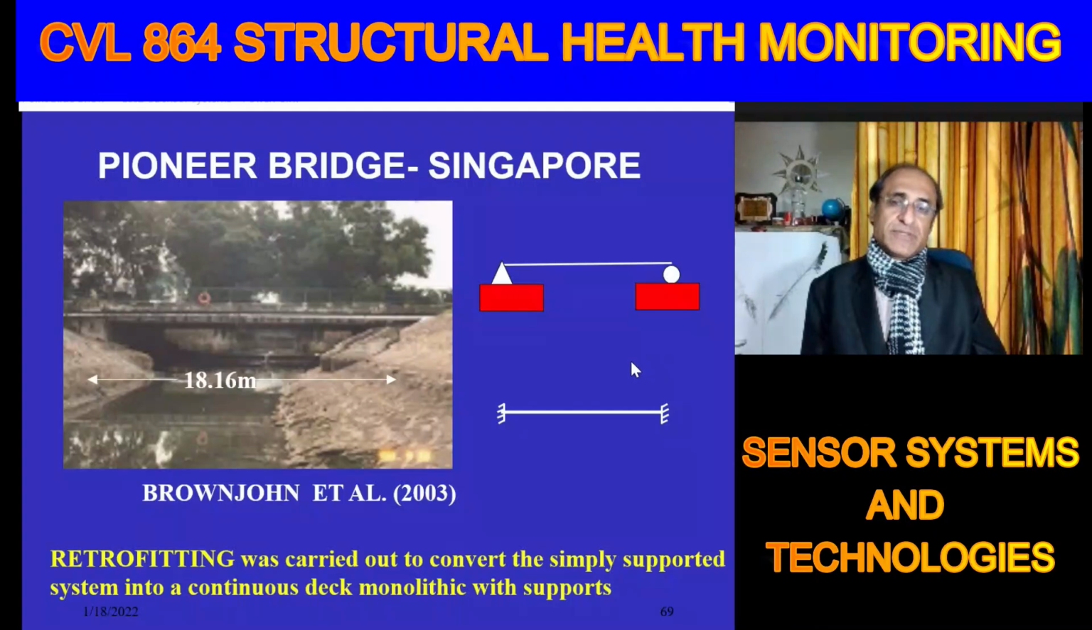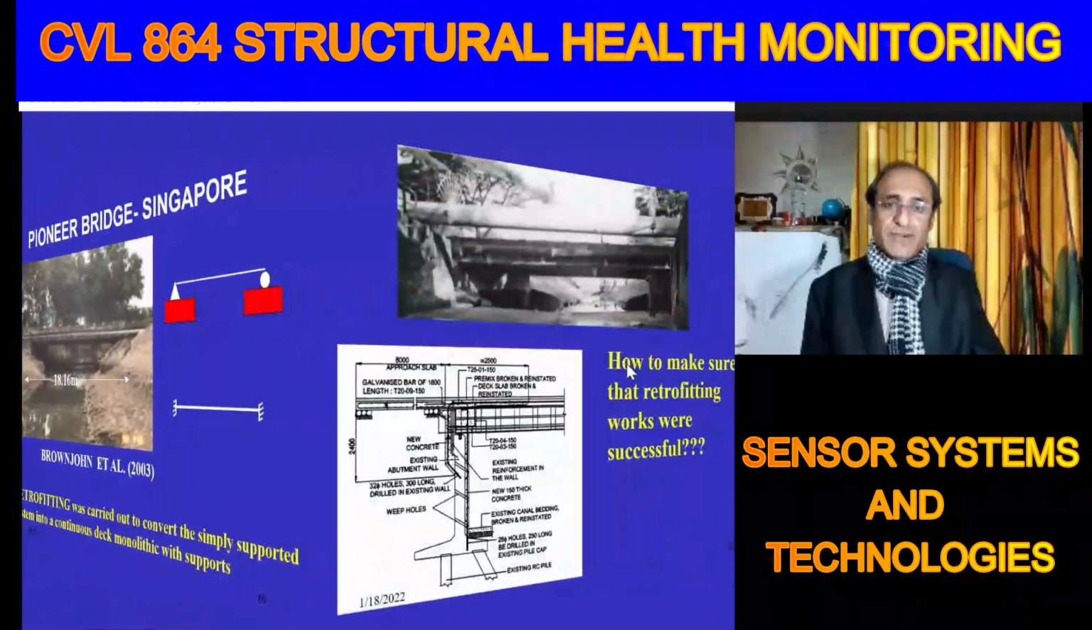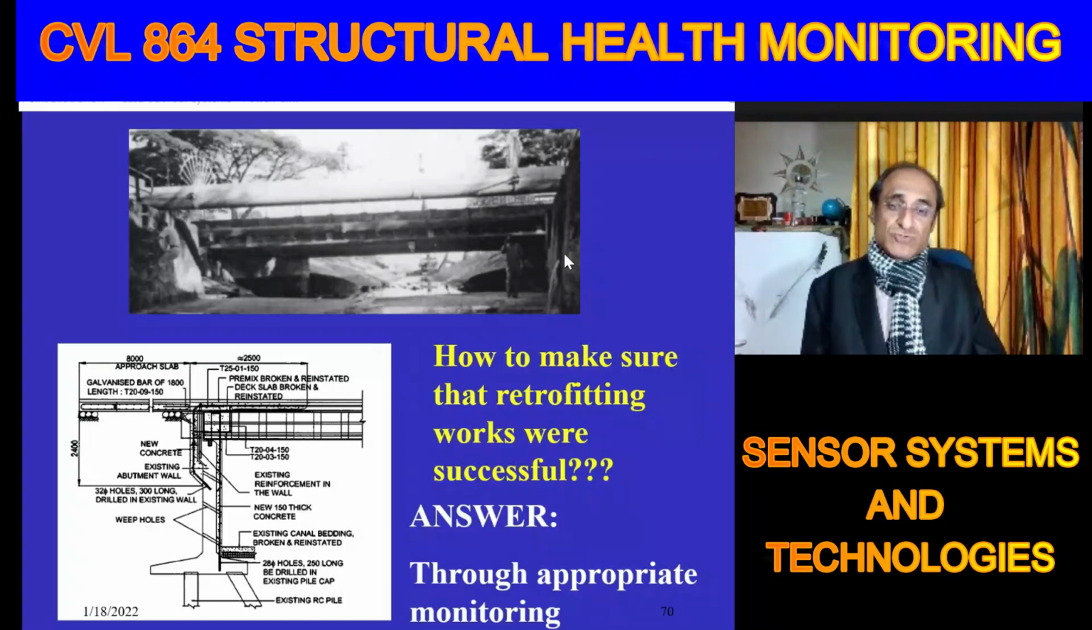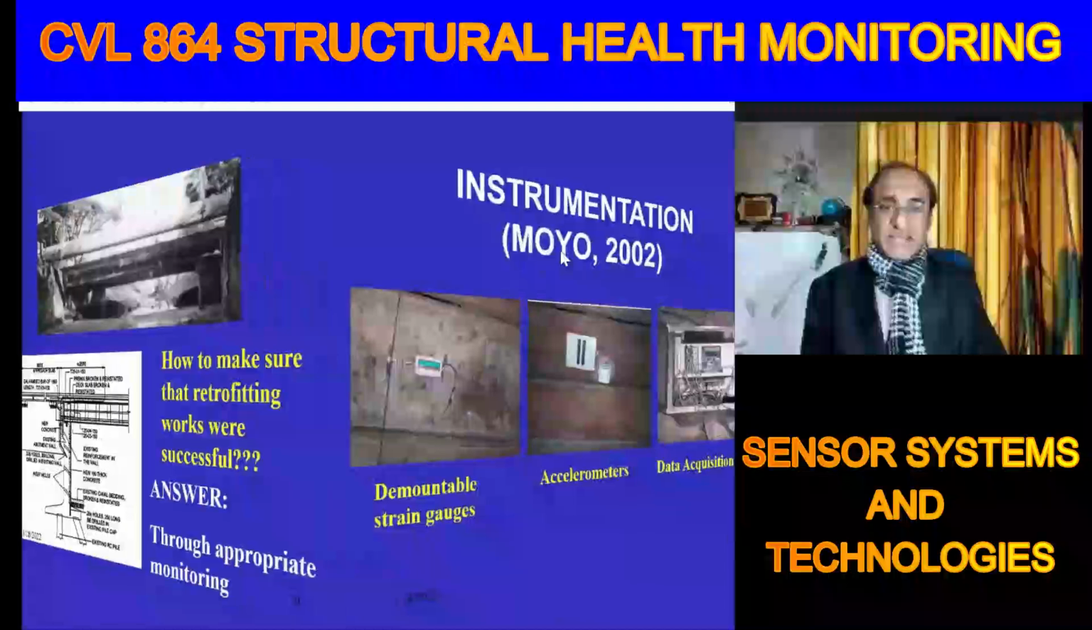Because what will happen is that this will increase the capacity of the bridge. So for that purpose they did a lot of construction, but after the construction they were not sure whether the fixed conditions were successful or not, whether there was really an increase in the stiffness. So for that purpose they used the global dynamic techniques to get the answer.